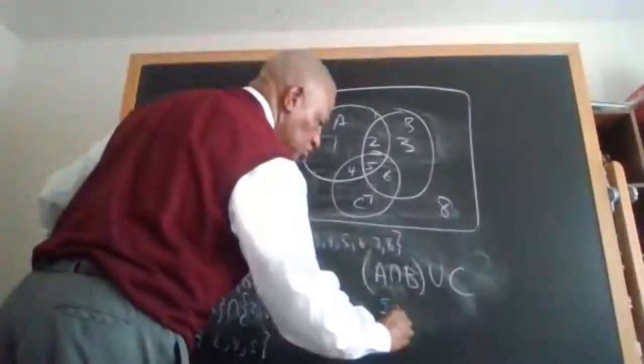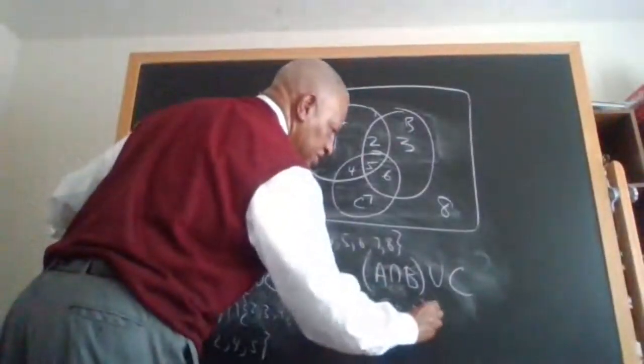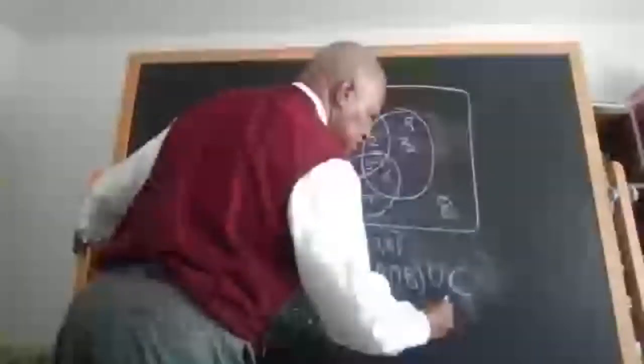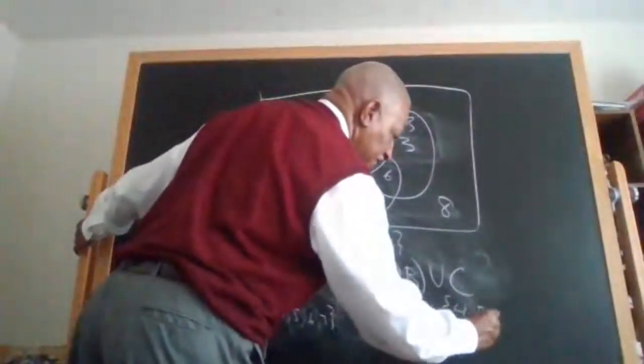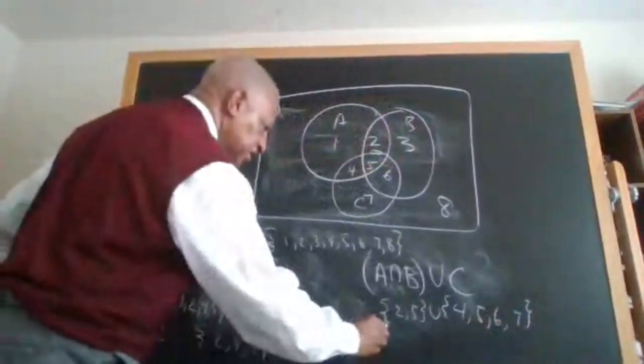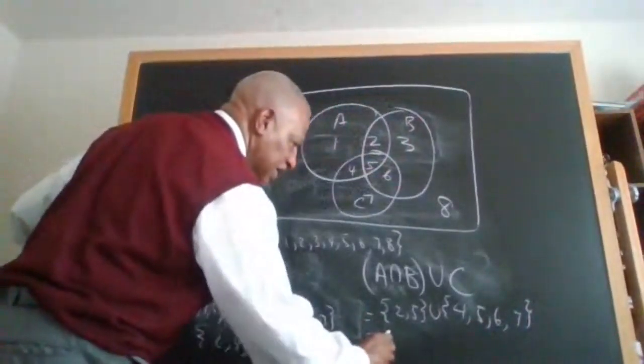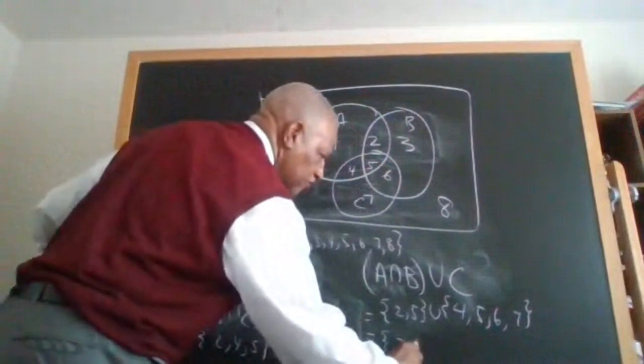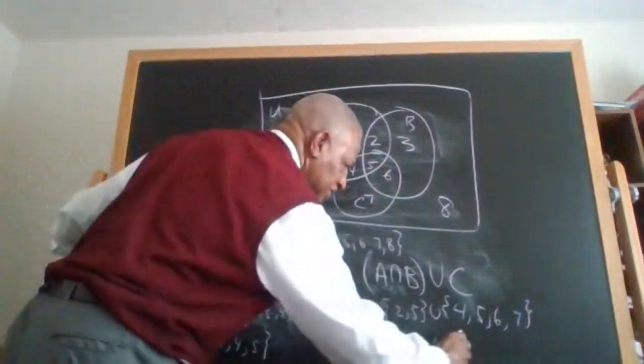And you do the other side. A intersect B, that's an overlap of 2 and 5. So this is going to be 2, 5. Union that with C, C is 4, 5, 6, and 7. And when you union these two on this side, you get 2, 4, 6, 7.